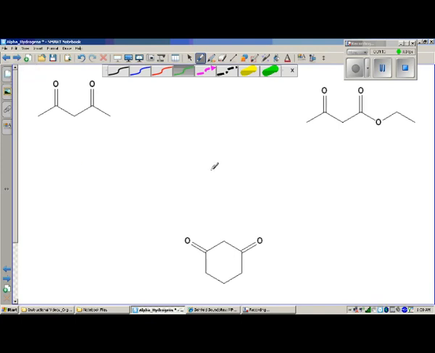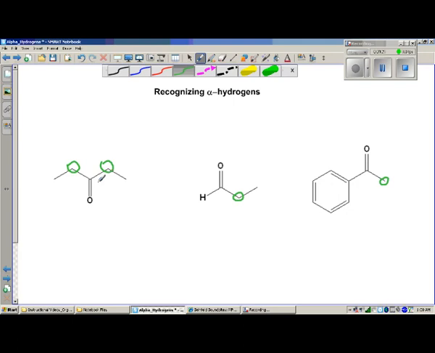Let's look at some more. Now these are all relatively similar examples, but I'm hoping you can see something of a difference between, say, this and this. How many different types of alpha hydrogens do you see in this molecule? Well, the answer is 1. There are 2 types, but they're both the same, so 1 type of alpha hydrogen.